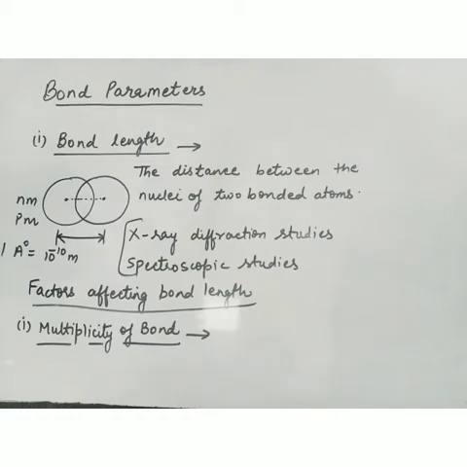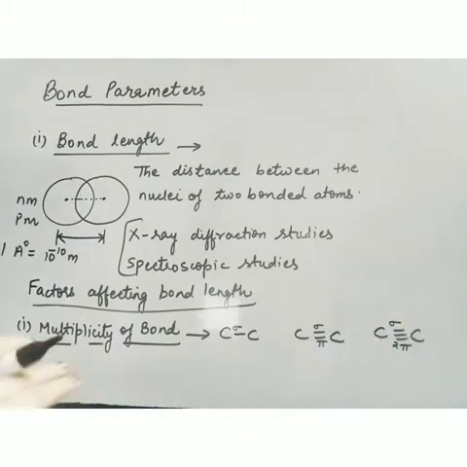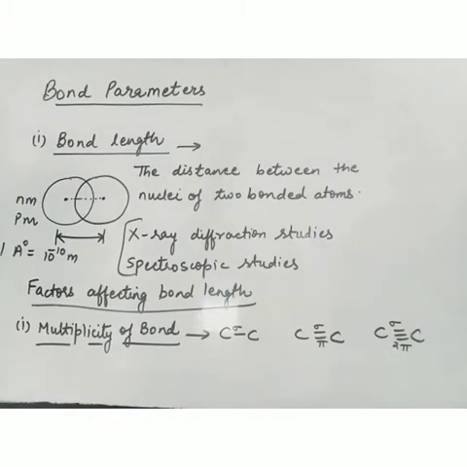Now, what is the meaning of multiplicity? Let's take the example of carbon only. Carbon can make single bond, it can make double bond, and it can make triple bond. Single bond means only sigma bond is there, so only one overlapping is there. Double bond means one is sigma and one is pi, so 2 times the overlapping will occur.